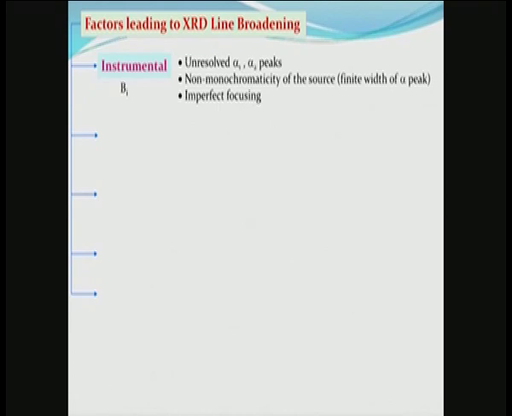Now, it turns out that there are several factors leading to X-ray line broadening, not just the size of the crystals. There is the so-called instrumental broadening, which is due to unresolved K alpha 1 and K alpha 2 peaks in the incident X-ray radiation. If the radiation is not perfectly monochromatic, then there is instrumental broadening out of that, and also factors like imperfect focusing of the X-ray beam on the sample. So, these are instrumental, and one assumes that one can eliminate or minimize these through experimental effort.